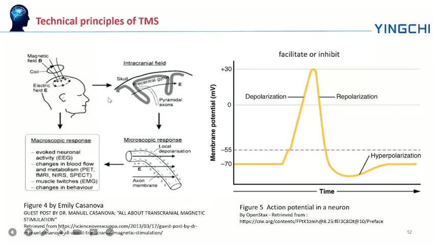And some people think it may work on the pyramidal axons directly, causing depolarization and hyperpolarization, as you can see here. So this is the resting membrane potential. This is the active membrane potential. And this hyperpolarization shows that it has increased the stimulus needed to move the resting membrane potential to the active membrane potential.